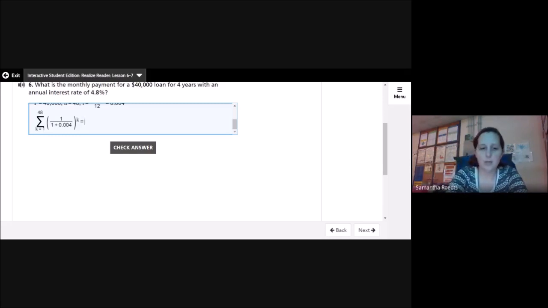So this equals 0.996 times 1 minus 0.996 to the 48th power divided by 1 minus 0.996. So this is going to equal, this gives me approximately 43.5777.